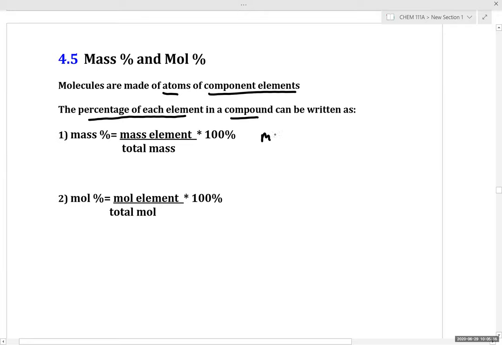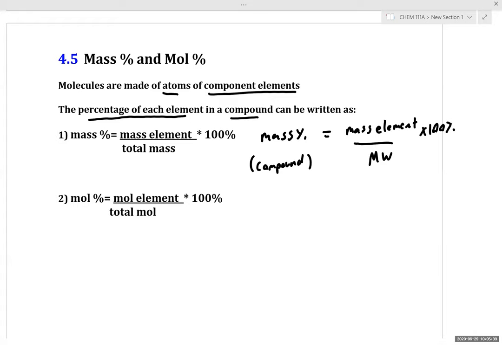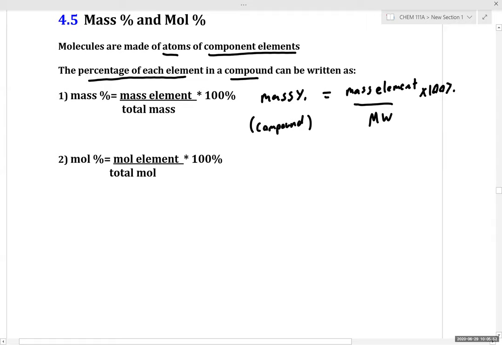Now, if we're looking specifically at a pure sample of a compound, you can write mass percent as the mass of your element over your molar mass. This is another form of the mass percentage equation if you're dealing with a sample that only contains molecules of a single compound and nothing else. You can also express composition in terms of mole percent, where mole percentage is the moles of your element over the total moles present in your sample. Mass percent is by far the more common metric.